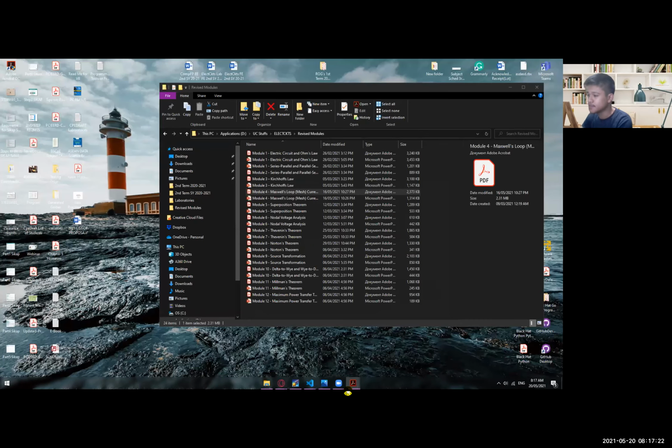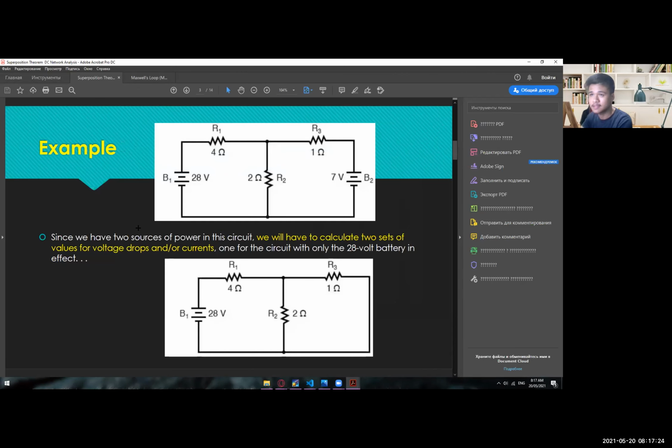All right, so let me just minimize that one for now, and then let's take a look at this example. Again, we have two sources, so the superposition theorem is perfect for this example. We have 28 volts and 7 volts, and three resistors. Since we have two sources of power in the circuit, we will have to calculate two sets of values for voltage drops and/or currents.